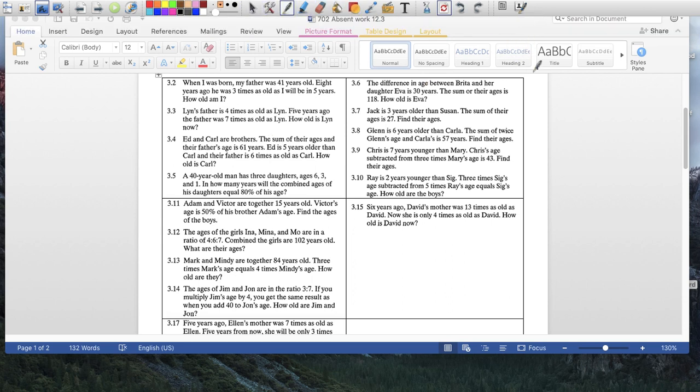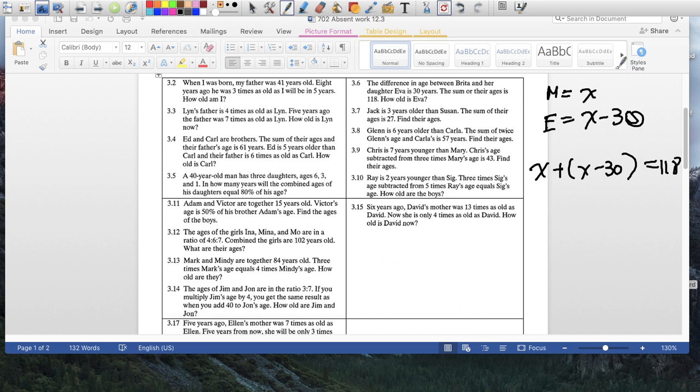The difference in age between Brita and her daughter Ava is 30 years. The sum of ages is 118. How old is Ava? So let's call this mom, and let's call this Ava. All right, so if mom is X, Ava is obviously X minus 30, right? Mom's age minus 30. The sum of their ages is 118. So I know that if I add mom, X, plus X minus 30, which is the daughter, that should give us 118.